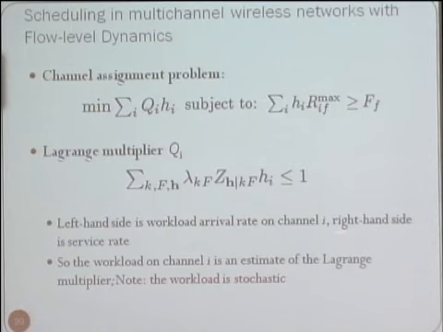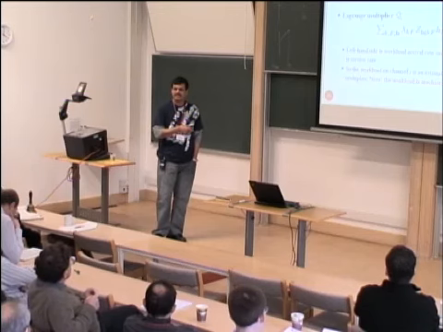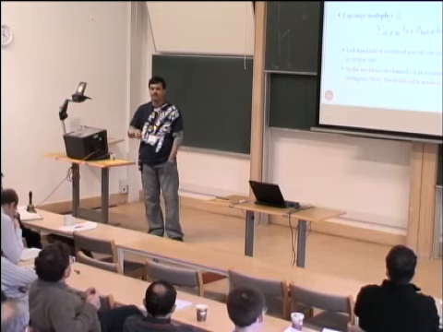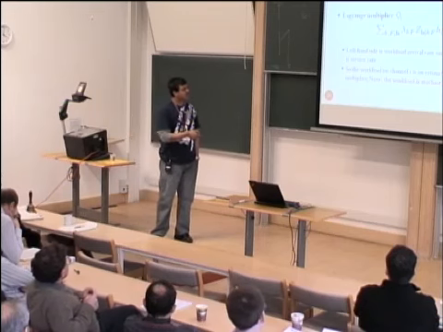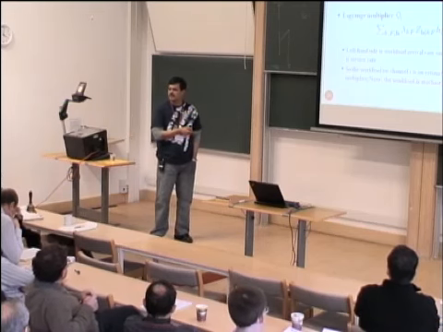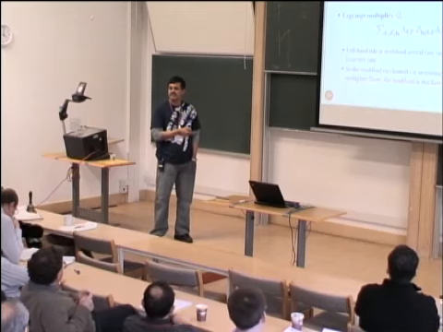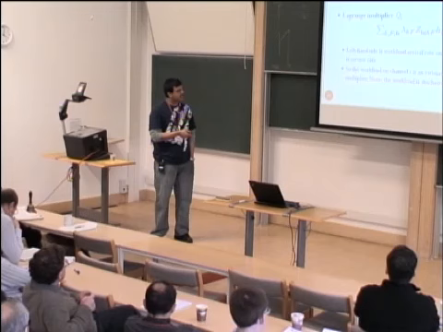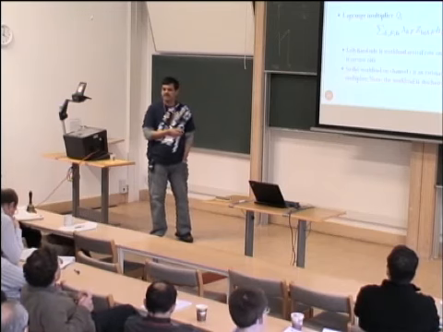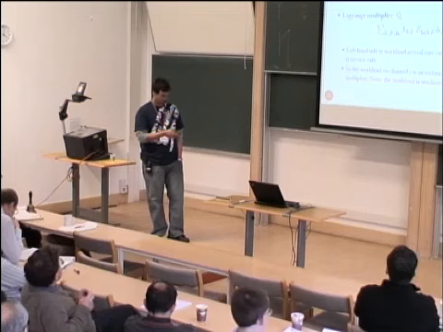Of course, the workload is a stochastic quantity, so it's not exactly ever going to be the Lagrange multiplier, so it's going to go up and down and so on. So it's not the Lagrange multiplier, but it is a good guess for an estimate of the Lagrange multiplier. So it turns out that this is the right guess for the Lagrange multiplier. Okay?